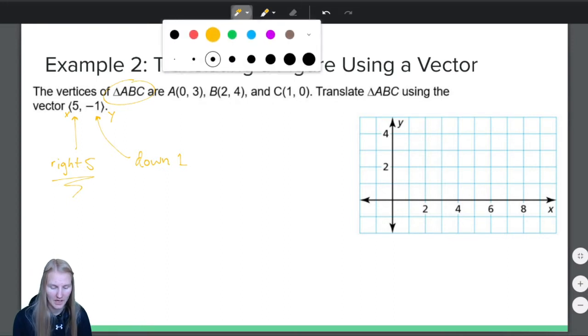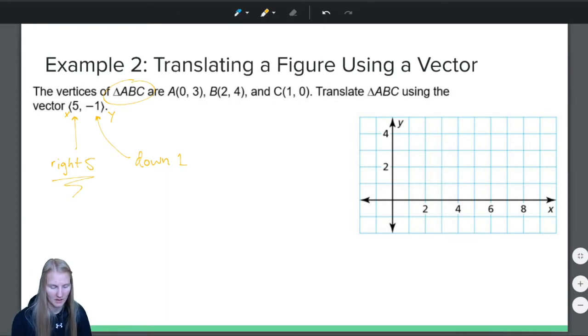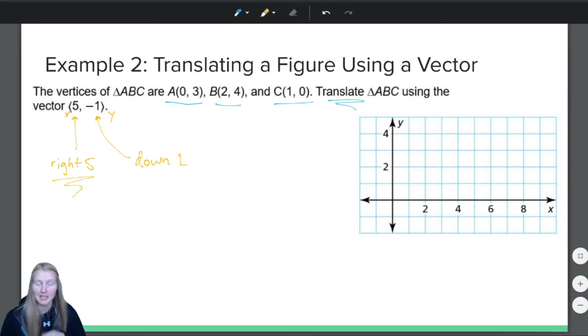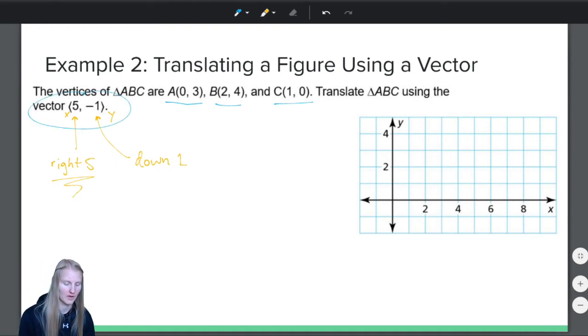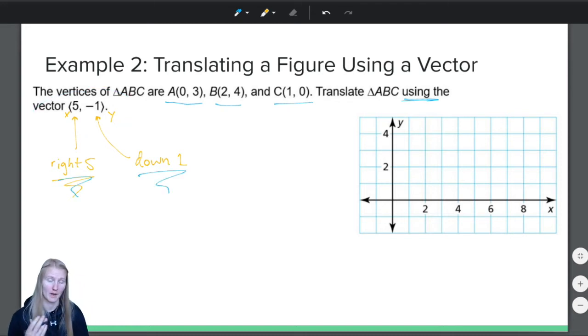So let's go ahead and read the entire question. The vertices of triangle ABC are: A is at (0, 3), B is at (2, 4), and C is at (1, 0). Translate or slide triangle ABC using this vector. And when it says using this vector, it means right 5, down 1.